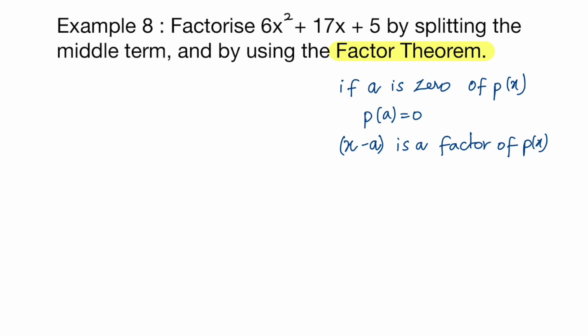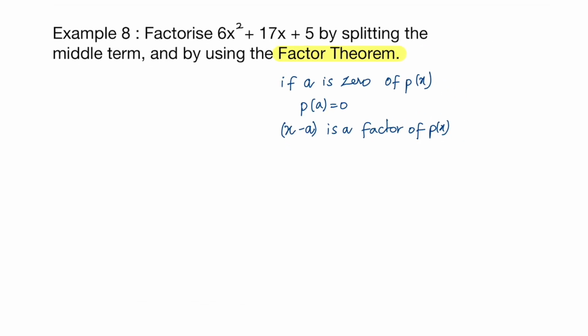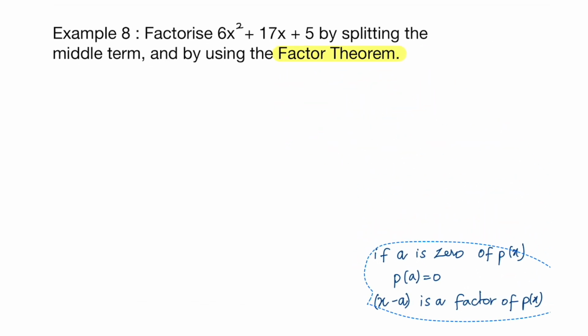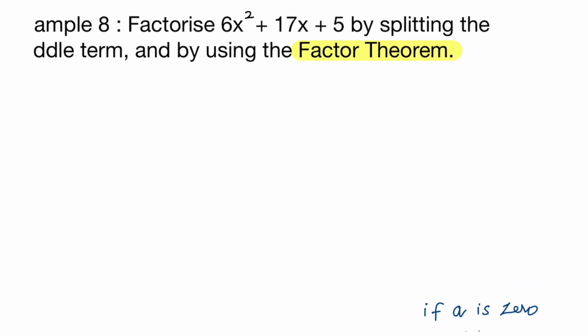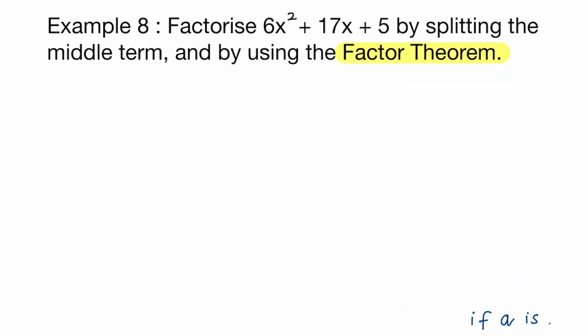Now again, to learn more deeply about this, go and watch that video. That is the 9th episode of this playlist. Here we are just brushing it up. So X minus A is a factor of P of X. This is what precisely we are going to use in this solution. So let that stay aside. I'll just move it over a bit. Fine. So we have the polynomial 6x squared plus 17x plus 5.